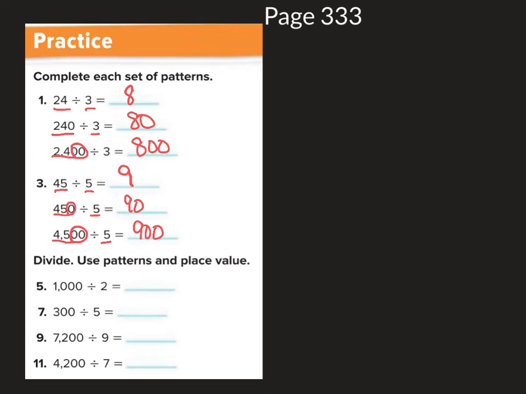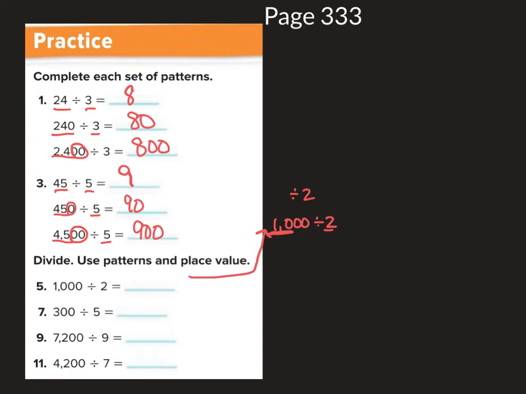Okay, now we're going to divide using patterns and place value. I'm going to show my work up here. 1,000 divided by 2. Now this is where it gets a little tricky. So our base fact here, can I do 1 divided by 2? No. So instead of just doing 1 divided by 2, I'm going to go over to the next one, which is 0. So I'm going to say, okay, well, what about 10 divided by 2?